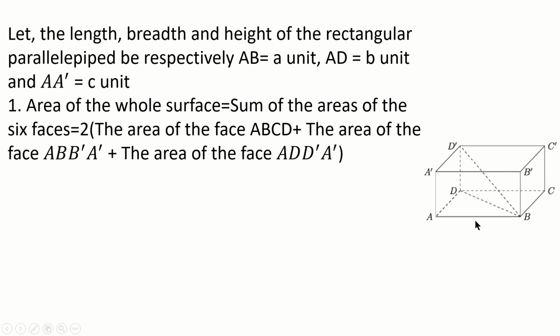This is a length, that is A, and this is a breadth for this face. But for the total solid, this is a height. But only this face, that means A, B, B prime, A prime, this is a breadth and this is a length. So area will be A into C.